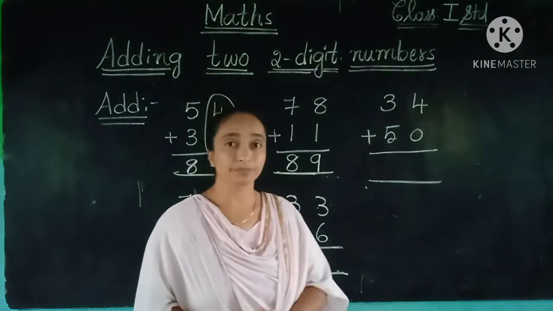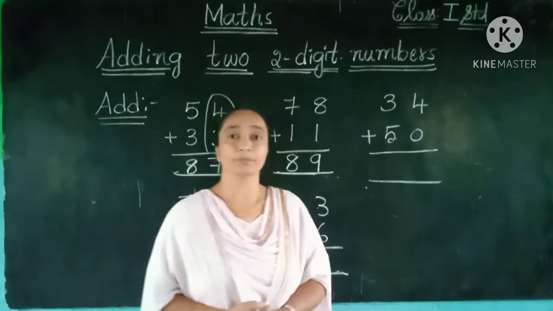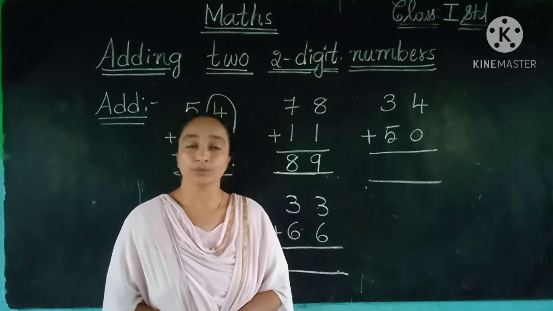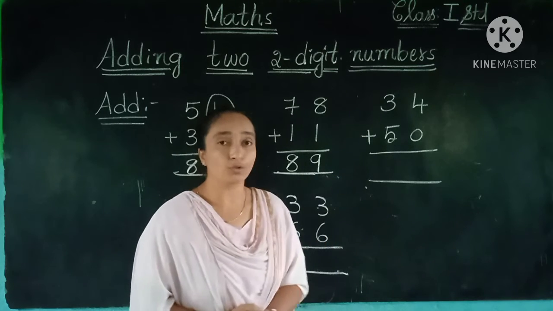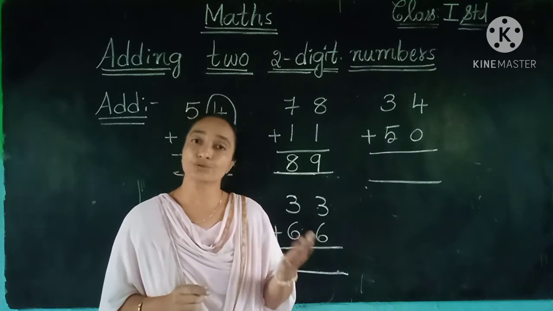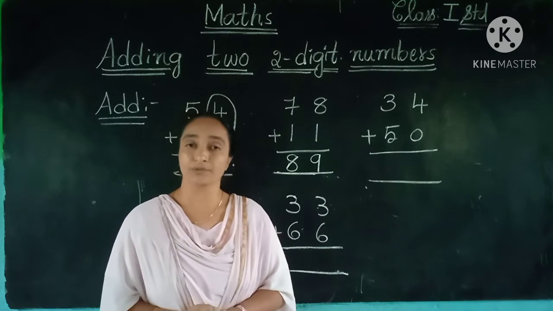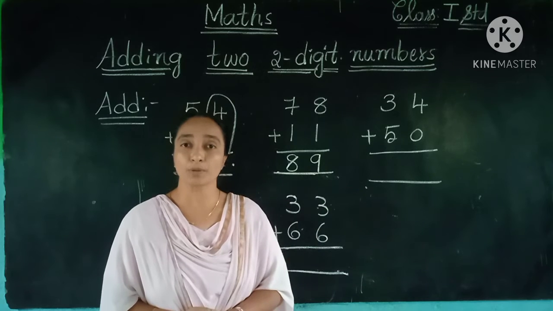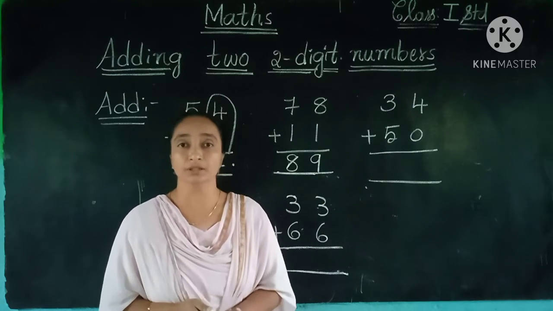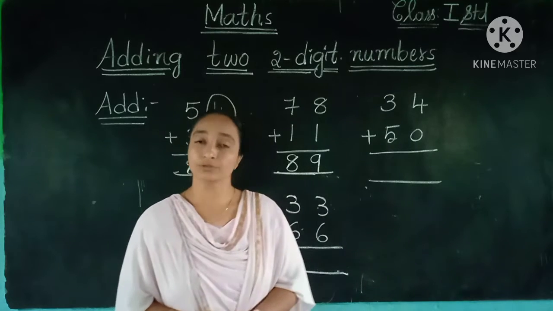Now the third one. Now the 0. The ones place, if you see, 4 plus 0. So children, 0 means nothing, no value. So if you add 0 to any number, the answer will be the number itself. Yes, we have already learned this in the properties of addition. So 4 plus 0, 4 only.